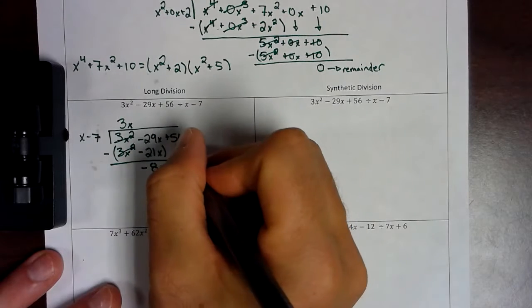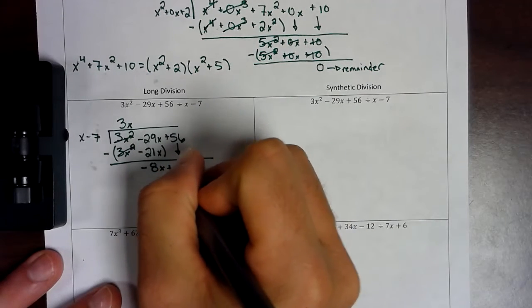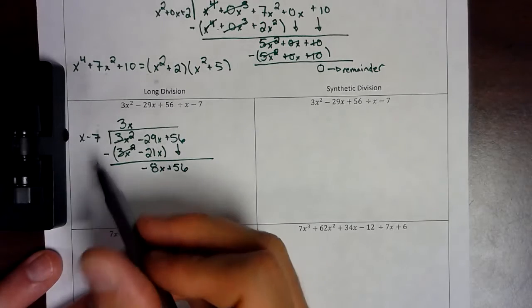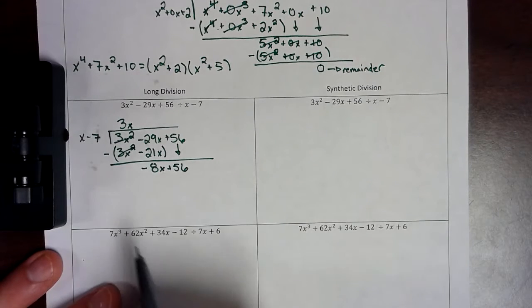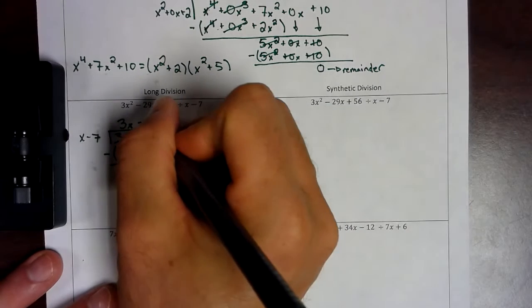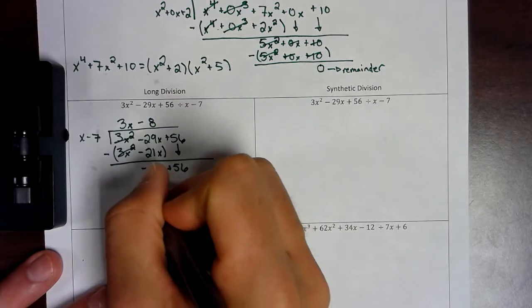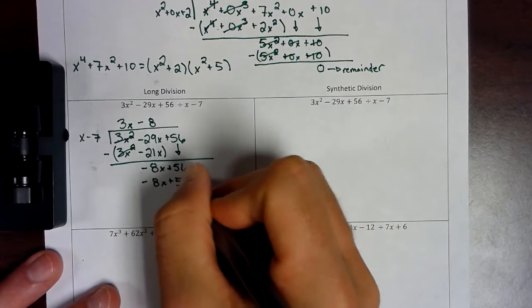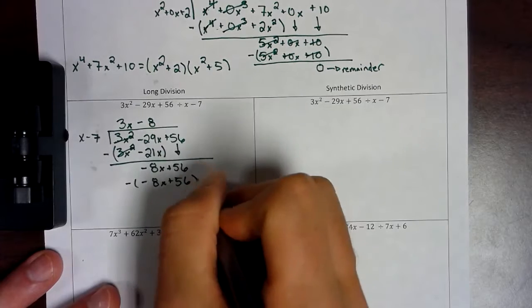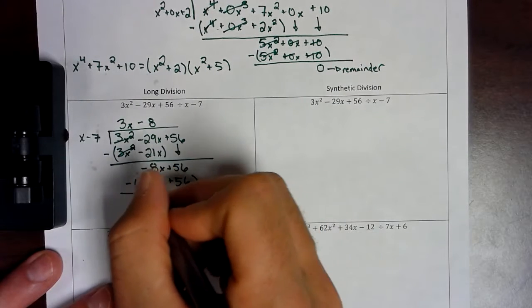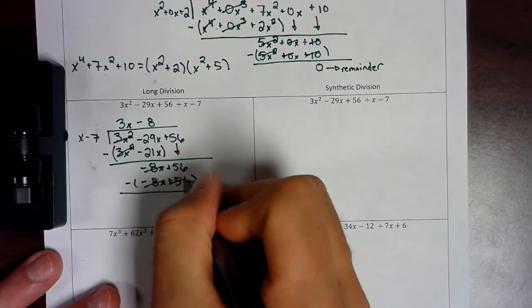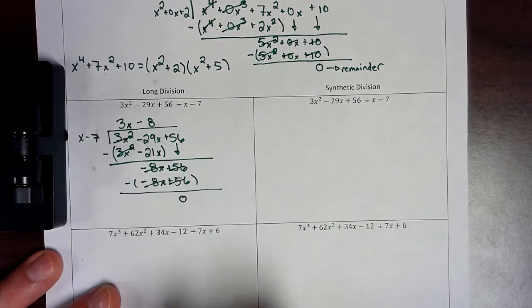Now that I've done my subtraction, I'm going to bring down the remaining terms, which is just this 56. And I'm going to repeat. So now x times what gives me negative 8x? That'd be negative 8. Negative 8 times x, negative 8x, negative 8 times negative 7, it's positive 56. We're going to subtract all these terms. Negative 8 minus negative 8 is 0. 56 minus 56 is 0.